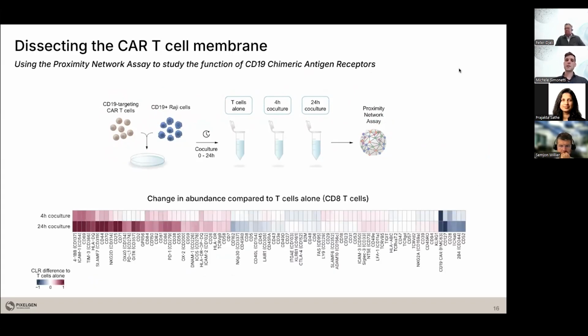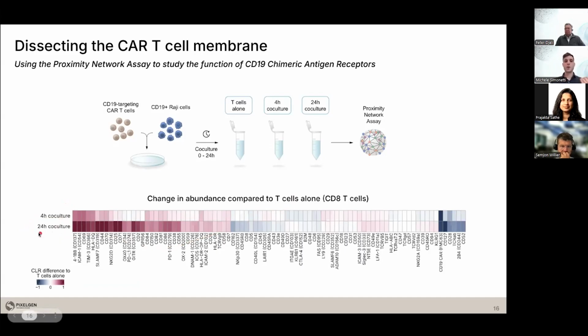So what you see here, these are changes in abundance, and we are comparing the time points to the T cell alone. So red means that you have a higher abundance of the specific marker in the time point compared to the T cell alone. So you can see that after 4 hours, you start having some markers that start popping up.